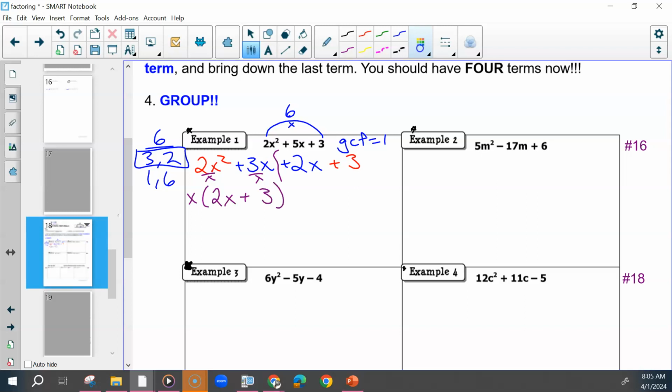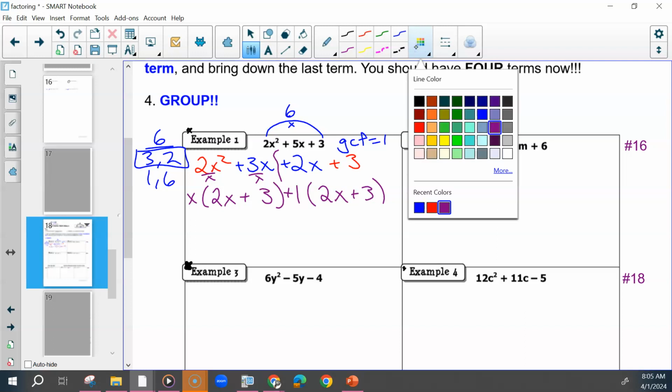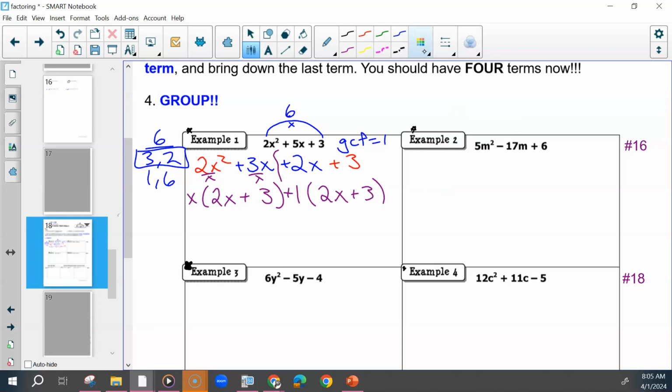And then what do these last two have in common? 1. If nothing, always a 1. That means the inside's going to be the same. Remember that with factoring by grouping, you want those inside factors to be the same. Wait, so shouldn't that be minus 3? You want it to be the exact same. So if these are the same, that's one of your factors. And then everything on the outside is your second factor.